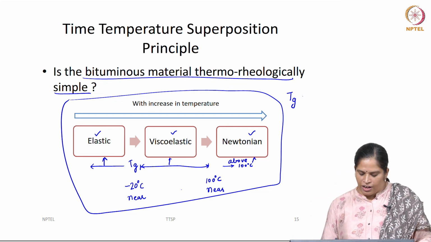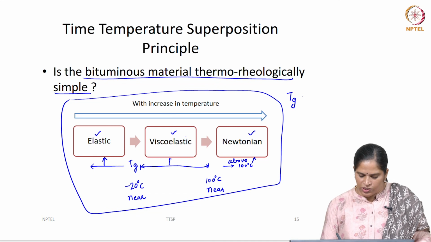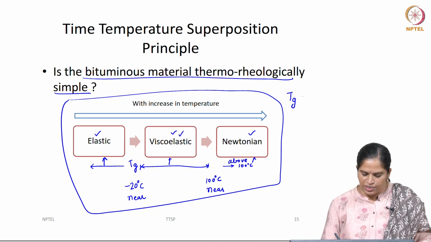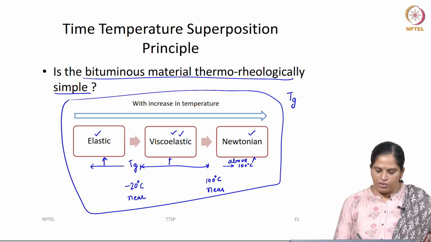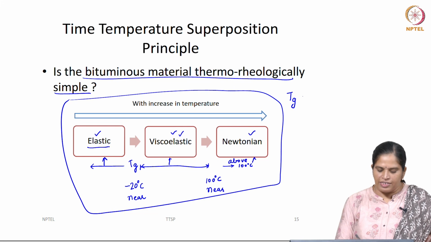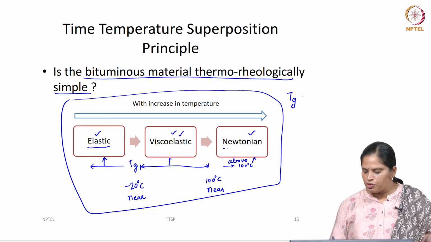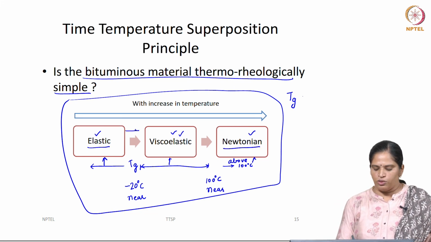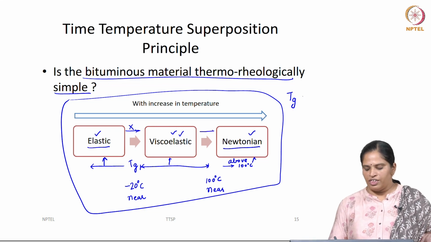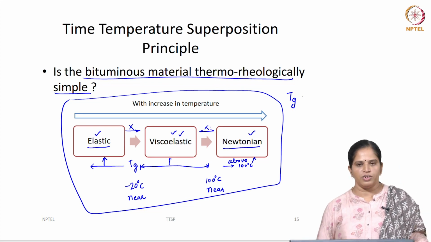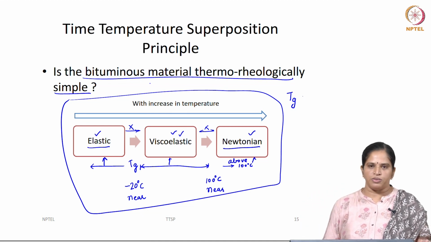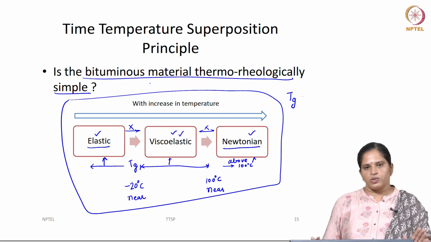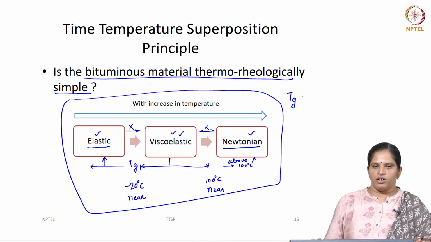but you can assume that the material is thermorheologically simple within the viscoelastic temperature region, or you can assume that the bitumen is thermorheologically simple in the elastic range or in the Newtonian range, not from one to the other. So, in the transition range, if you consider the whole temperature range, bitumen is not thermorheologically simple. If you consider only the viscoelastic behavior, we can assume that the bitumen is thermorheologically simple.